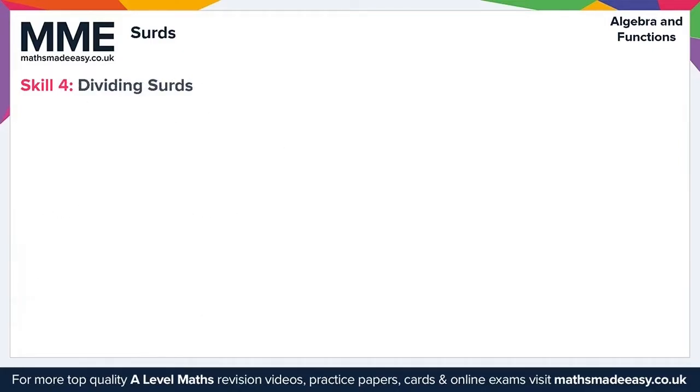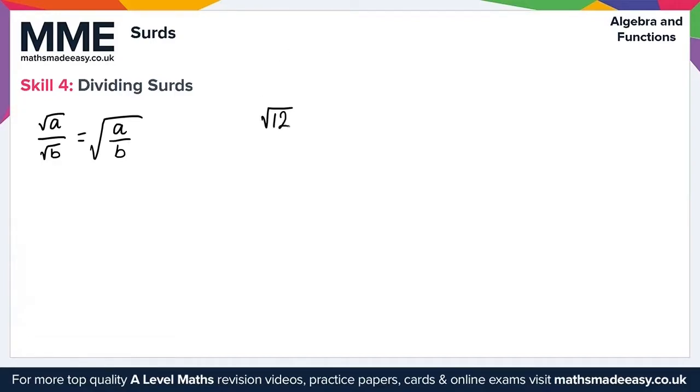Moving on to skill 4 now, which is dividing surds. To divide surds, you just need to divide the numbers inside the square root. So let's say we've got the square root of a over the square root of b. We can write this under one single square root, and that would be the square root of a over b.